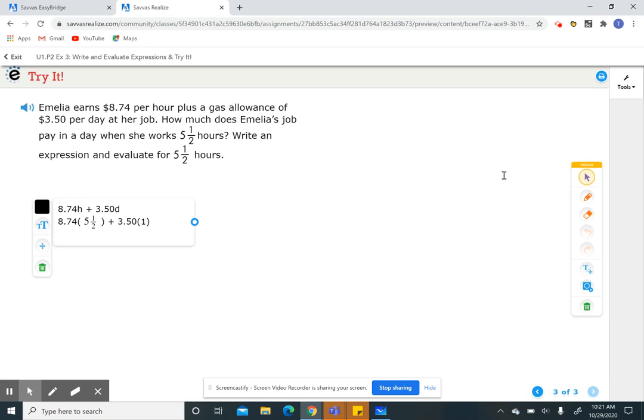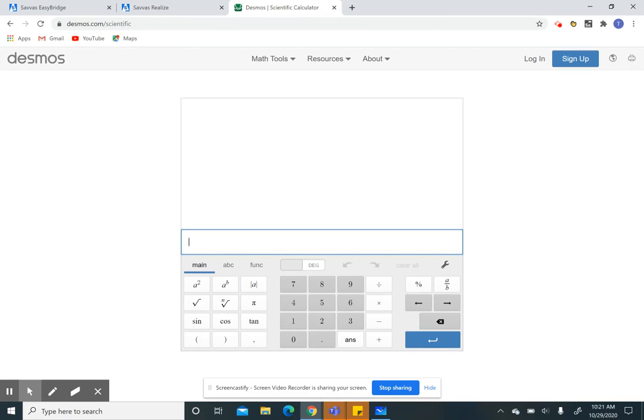Then to actually solve it, we would put this into a calculator. So we could go to Desmos. Once we're in Desmos, we can type in our problem. So 8.74 parentheses 5.5 plus 3.50 times the 1 day. And then my answer is 51.57.